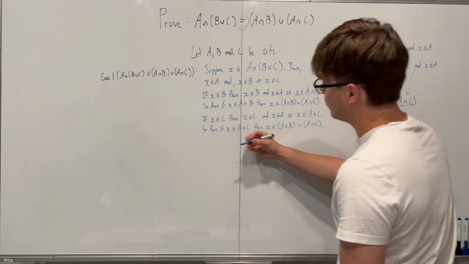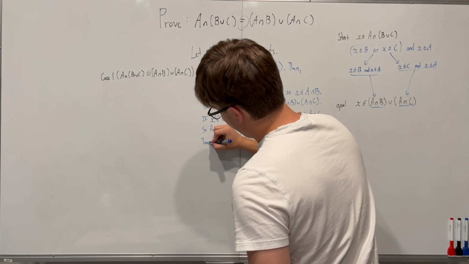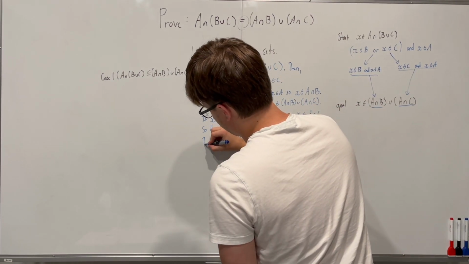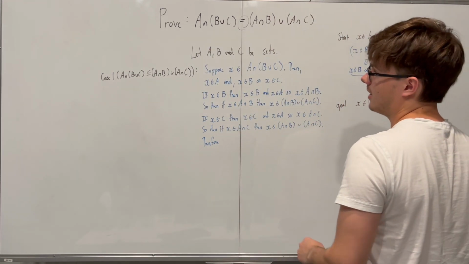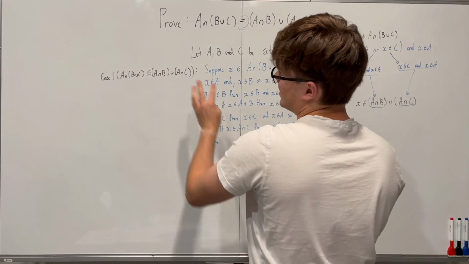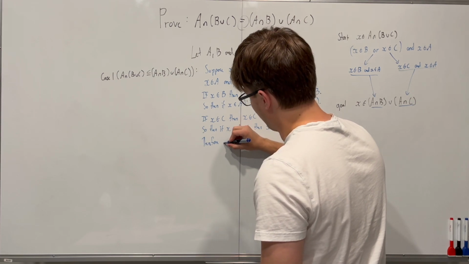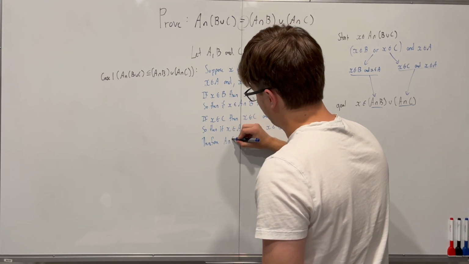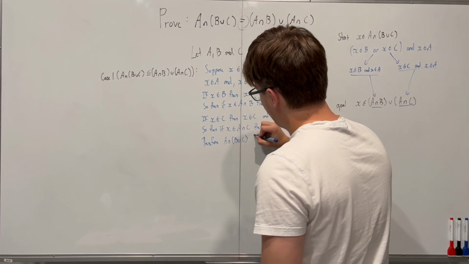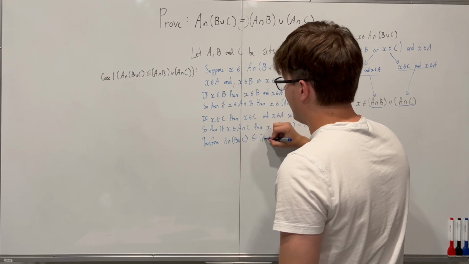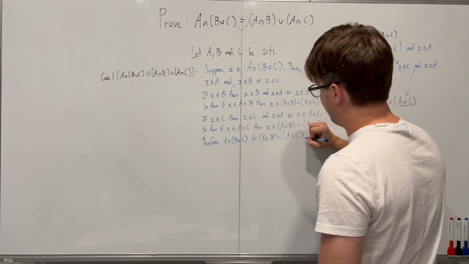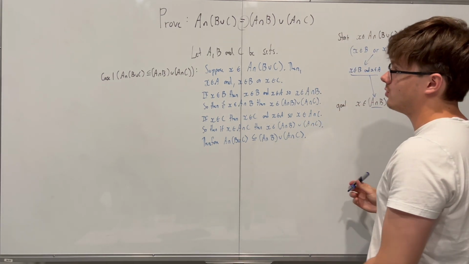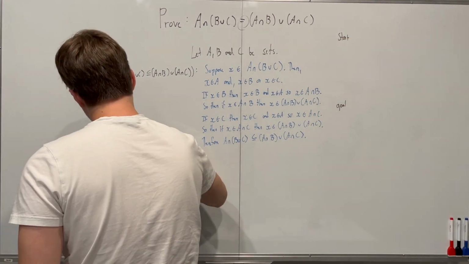And now we can conclude that, therefore, since any element on the left-hand side is going to be an element of the right-hand side, we can conclude the left-hand side is a subset of the right-hand side. We can say A intersect with B union C is a subset of A intersect with B union with A intersect with C. Fantastic. Now let's do our second case.